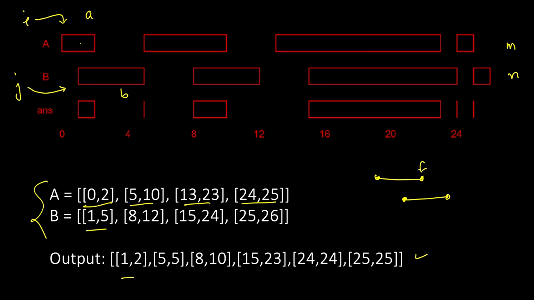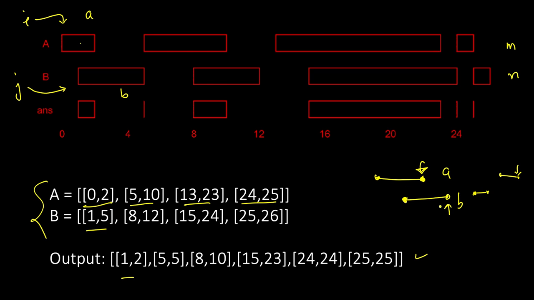Not necessarily that if the end is more than the start of the other, it will overlap, because you can take this scenario. They are disjoint. The end of this is more than the start of this, but they are not overlapping. So you have to check for both of these. The end of A should be more than the start of B, and the end of B should be more than the start of A. Then there will be some overlap.